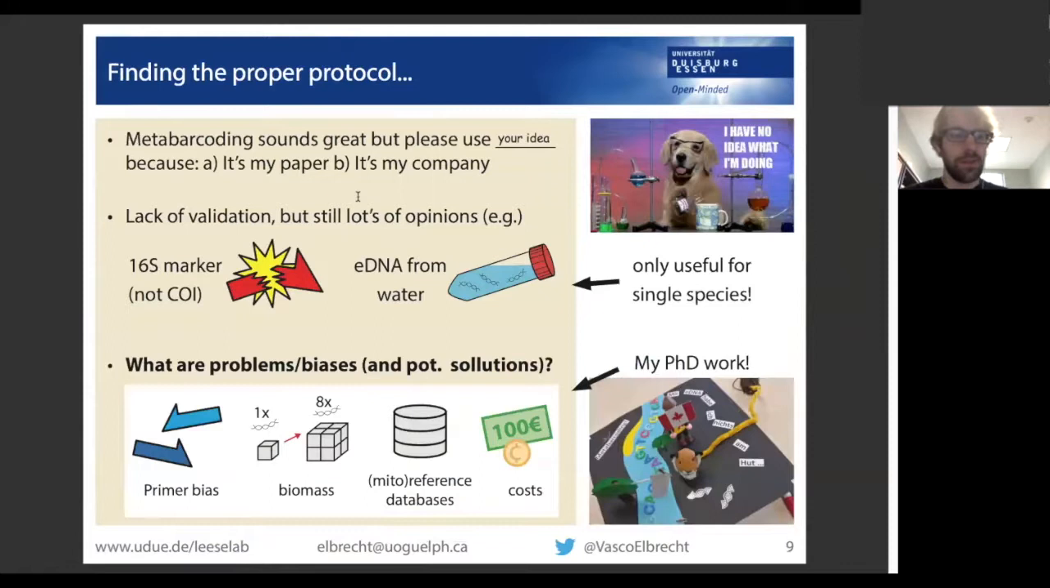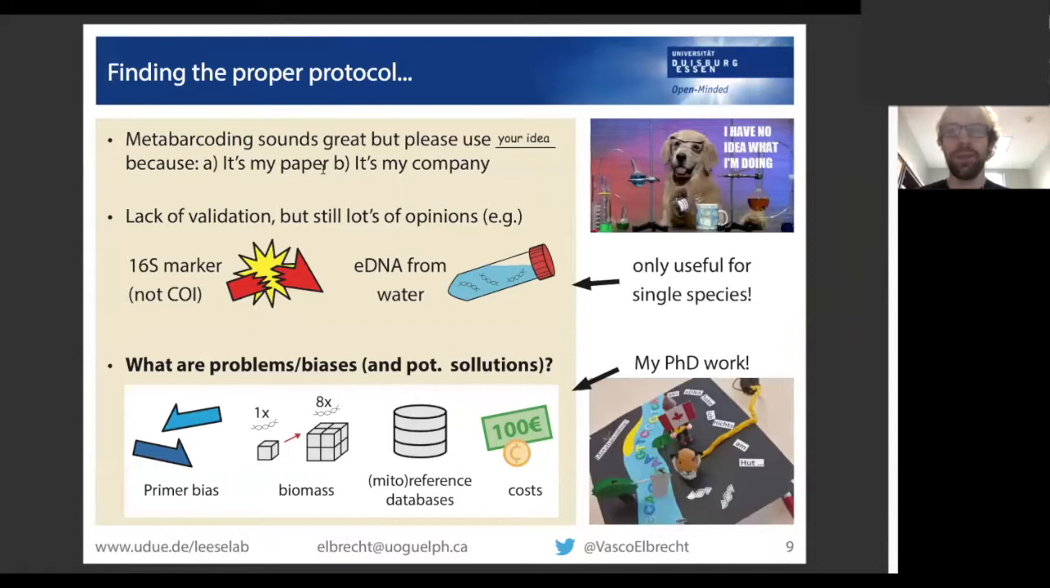So basically, the issue is that metabarcoding sounds like a good idea, right? You can just grind up your sample, take it to a lab, sequence your one barcoding gene, and then you get a taxa list with everything that is in your sample, and you can do your water quality assessment. The issue is that within the scientific community, of course, you have people with personal agendas or even a company behind it. And so there is no consensus on the details of this method. The method is clear, but there is no consensus on the small details.